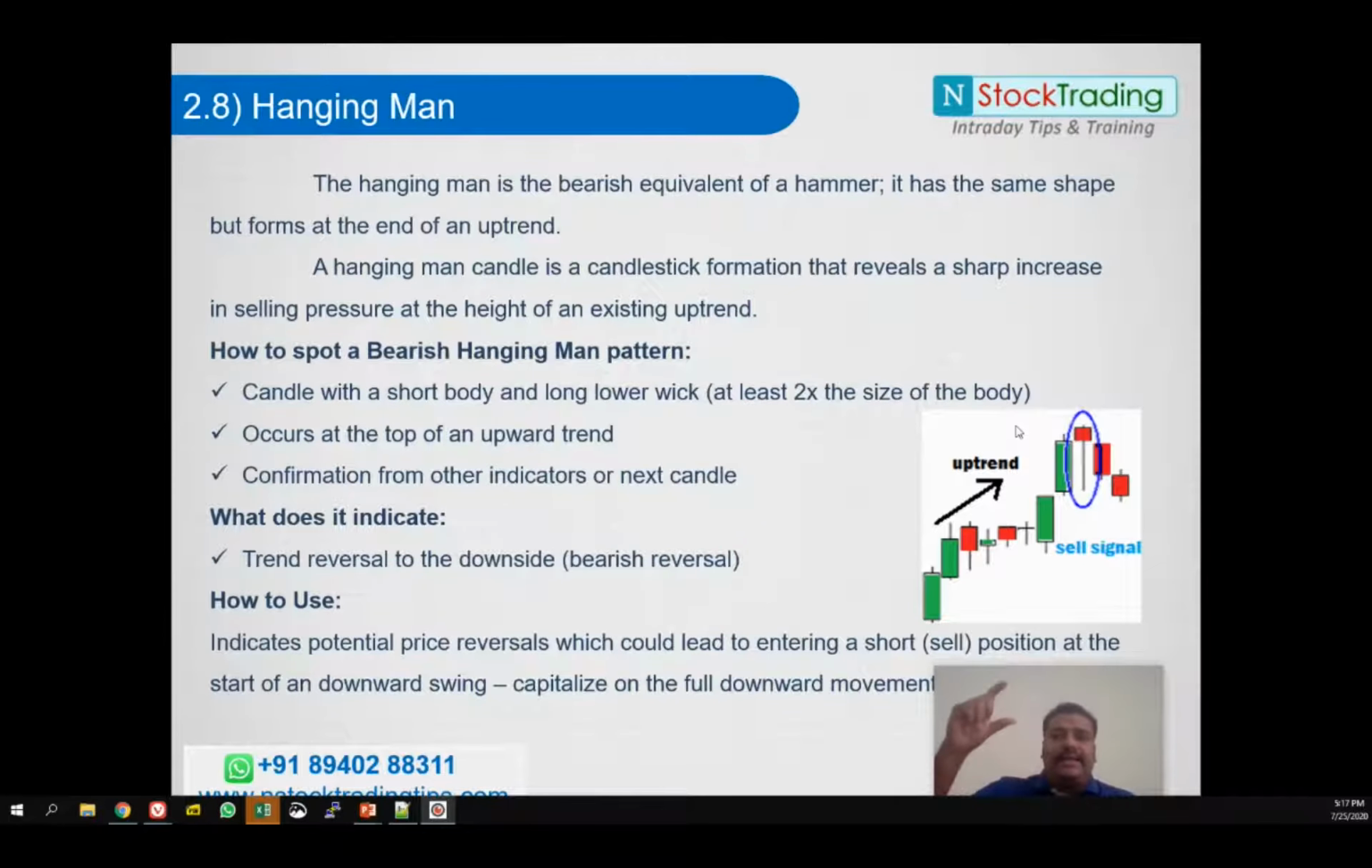Make sure that the wick is at least 2 times the size of the body. This is very important, and the color doesn't make any big difference over here. Just be aware that on an uptrend, if you get a hanging man signal, it means that there is a possibility for reversal to the bearish trend.